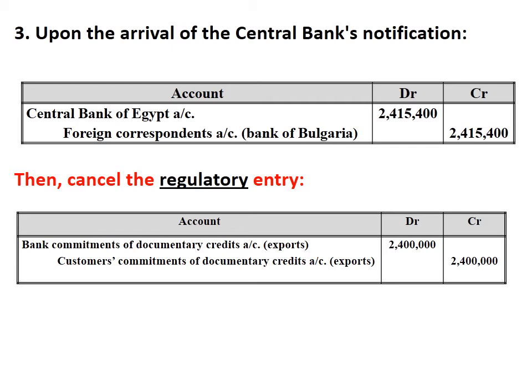2,415,400. Foreign correspondence account, 2,415,400. And here the central bank is debited. Why? Because in our bank we say that we want 2,415,400 pounds from the central bank. That's why we debited the central bank, and we closed the foreign correspondence account, 2,415,400. Then we have to cancel the regulatory entry, that is bank commitment to customers, commitment of documentary credit.